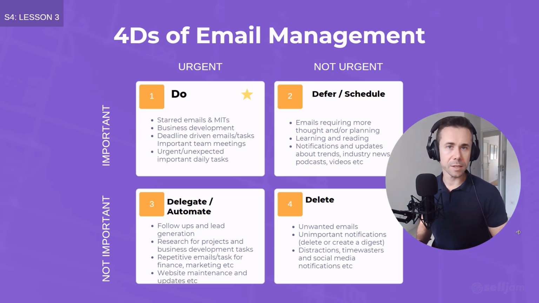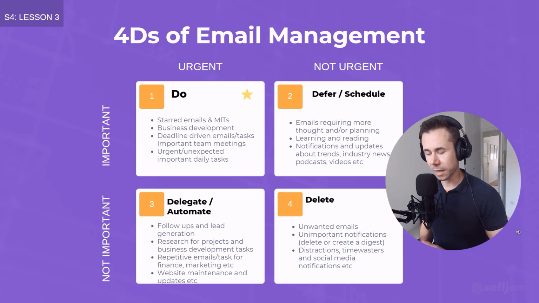So these are emails that you would defer for later once you are ready to handle them. The third category is delegate or automate. These are emails that might be better handled by somebody else. This would then allow you to offload those emails and tasks to somebody better suited, and that frees up your time to get on with more important tasks.